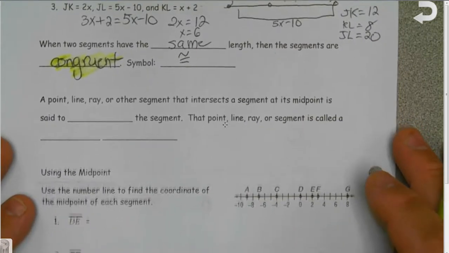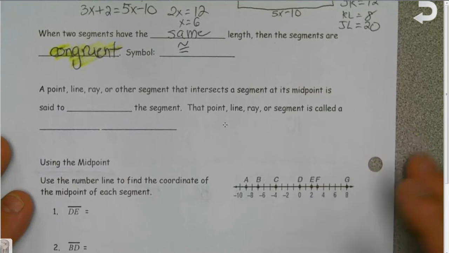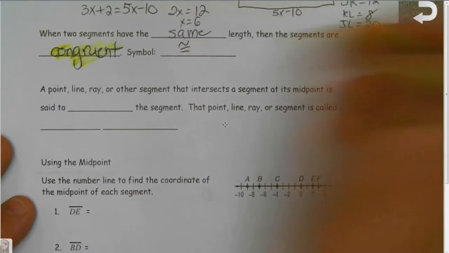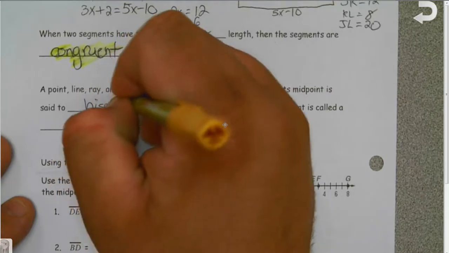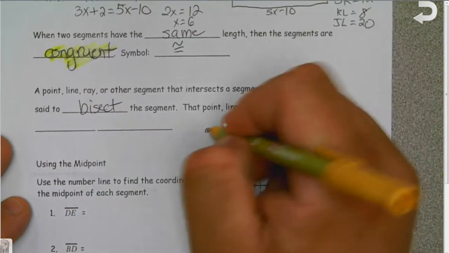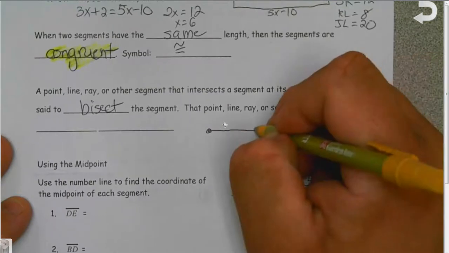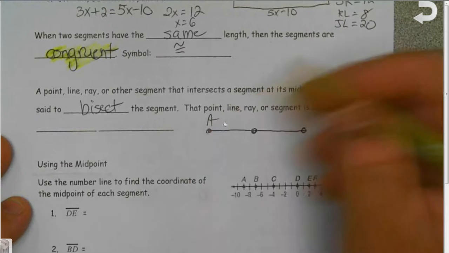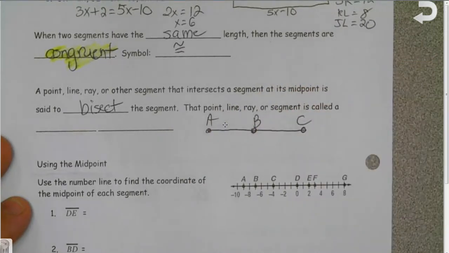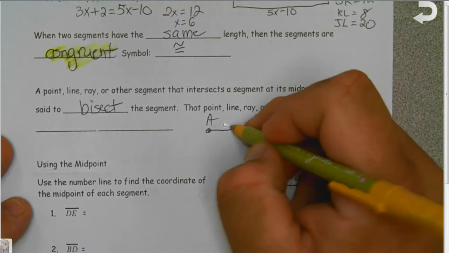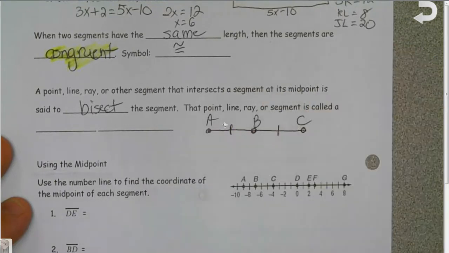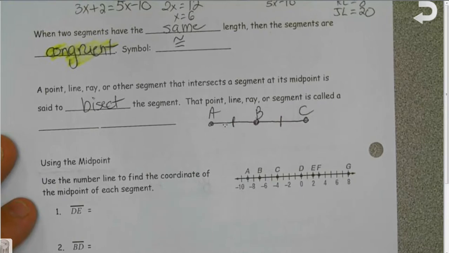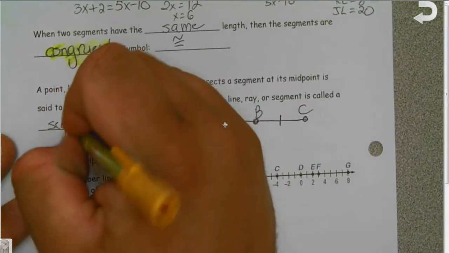A point, line, or ray that intersects a segment at the midpoint is said to bisect the segment. So if I have a line, just like we've been doing in the past, and there's a point in the middle, we say that that point is the midpoint. So if we say B is the midpoint, that means that AB is congruent to BC. And so whatever's on the left is equal to whatever's on the right. And we would call B a segment bisector.